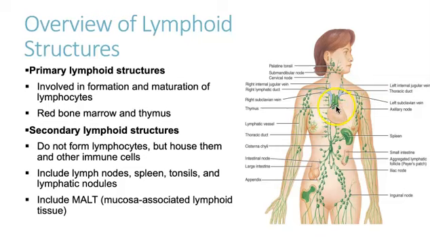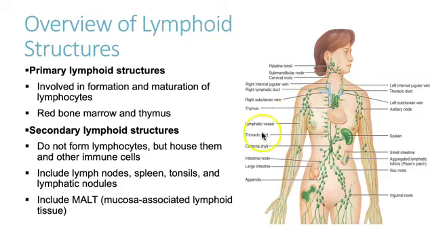And the thymus, which you can see overlying the heart. And this tends to be bigger when we are younger and starts to atrophy as we get older. All the other lymphoid structures are going to be classified as secondary lymphoid structures because they are not able to form these lymphocytes, but they do house them and other immune cells.